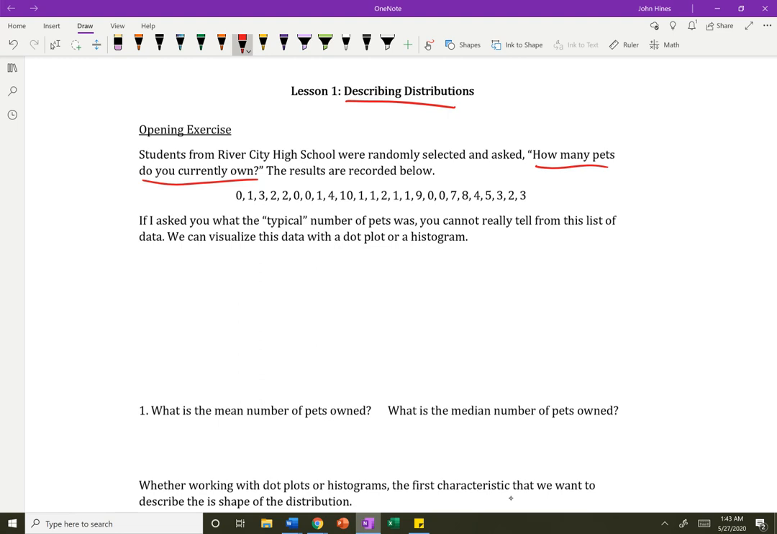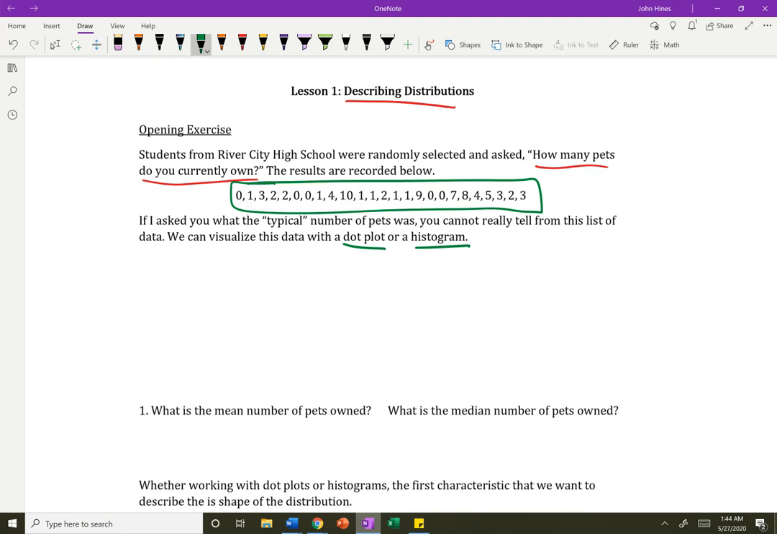If I asked you what's the typical number from this list, well, first of all, it's not even in order, which is annoying. But I can't really pick out what's the typical number of pets from this list. I see 10, 9, 8, 0, 1. The numbers are all over the place. So we're going to visualize this data with dot plots or histograms, and we're going to use technology to make these. Pay attention right now because I'm going to teach you how to use Desmos to work with this data, and we're going to need to do this going forward this week and next week.